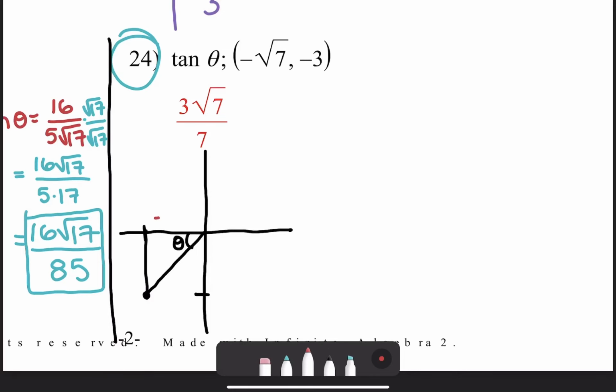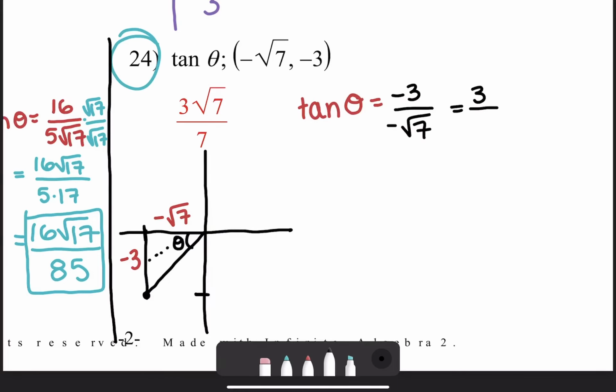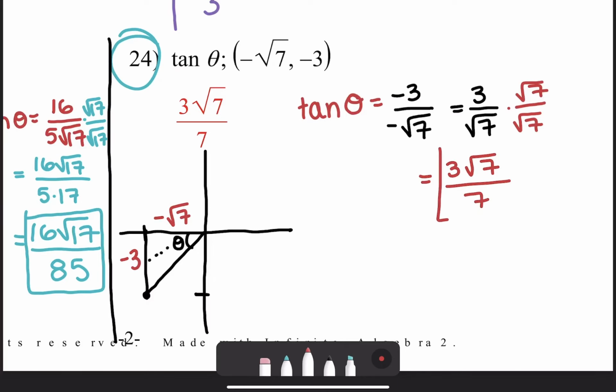So remember that negative x is just negative square root of 7. It really doesn't matter that there's a square root there. And then we go down 3. Now, our tangent of theta is opposite over adjacent. So opposite is negative 3 over adjacent is negative square root of 7. Now, we can simplify that so it becomes positive because it's a negative divided by negative. And finally, we're going to rationalize by multiplying by the square root in the denominator. So we end up with 3 square root of 7 all over 7.